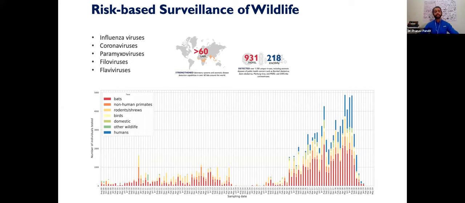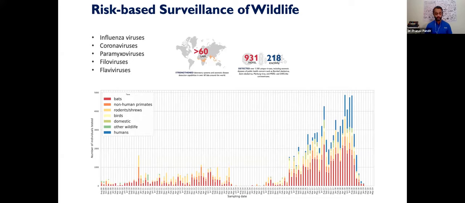And here you can see just the timeline of our surveillance efforts. Over the last 10 years, we have sampled more than 100,000 individual animals from wildlife, as well as about 30,000 people. And we tried to detect viruses from these five viral families. Until now, we have detected more than 900 completely new viruses during this surveillance. And it's not just the data about new viruses, but all the metadata, the ecological data associated with those animals and those viruses, that we have been collecting.